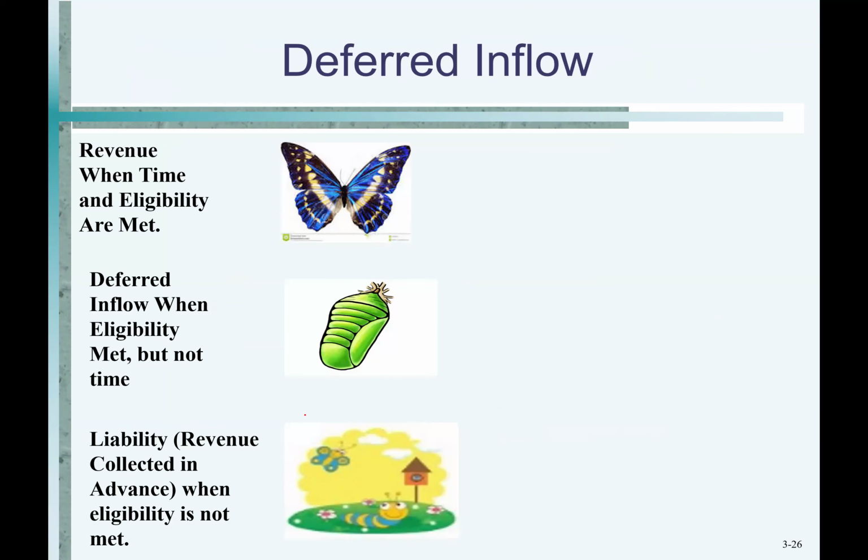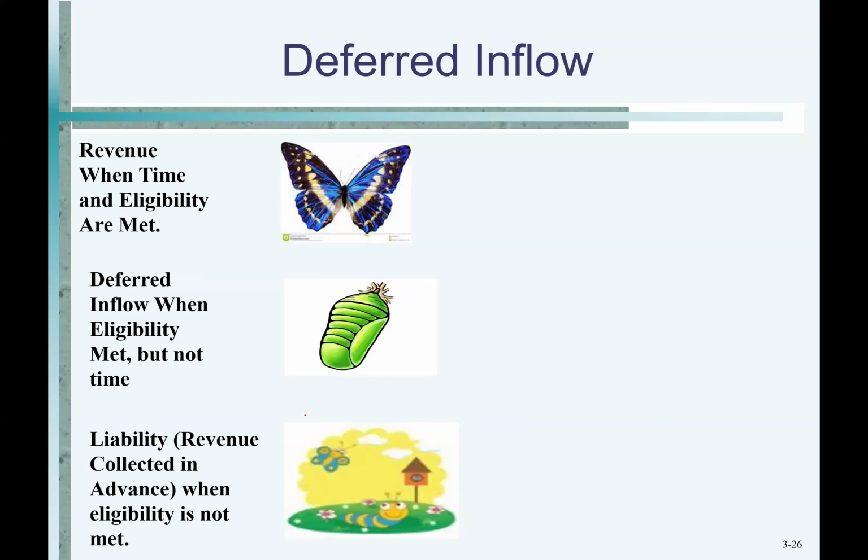Okay, so I have this silly little graphic here just to sort of show the evolution from a revenue collected in advance, an unearned revenue, something that's reported as a liability because it has not met eligibility nor time. So it's sort of the caterpillar dreaming of being a butterfly, a revenue butterfly someday. And then as we go through this process, we've now met eligibility but not time. We are therefore a deferred inflow. We've got the little cocoon graphic there, okay? Forgive me for the silliness of this. And then once we have met both eligibility and time, then we become the revenue butterfly.